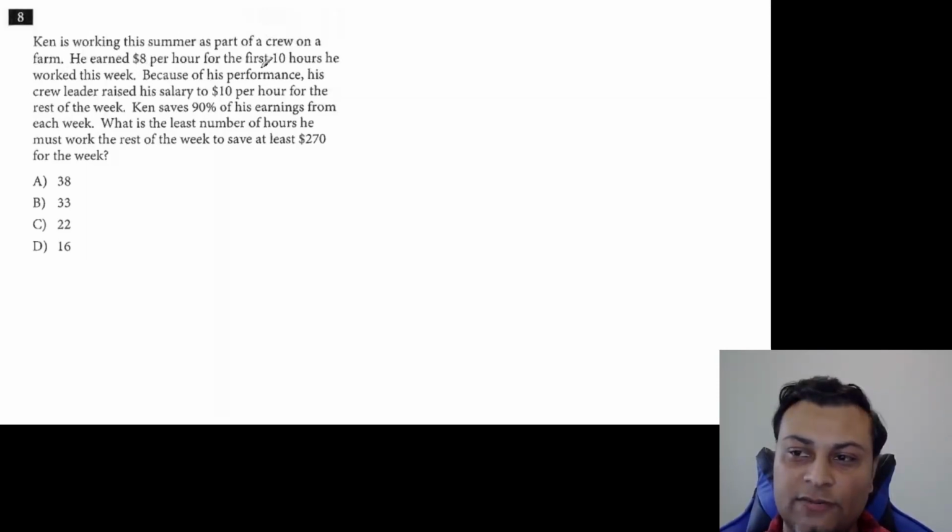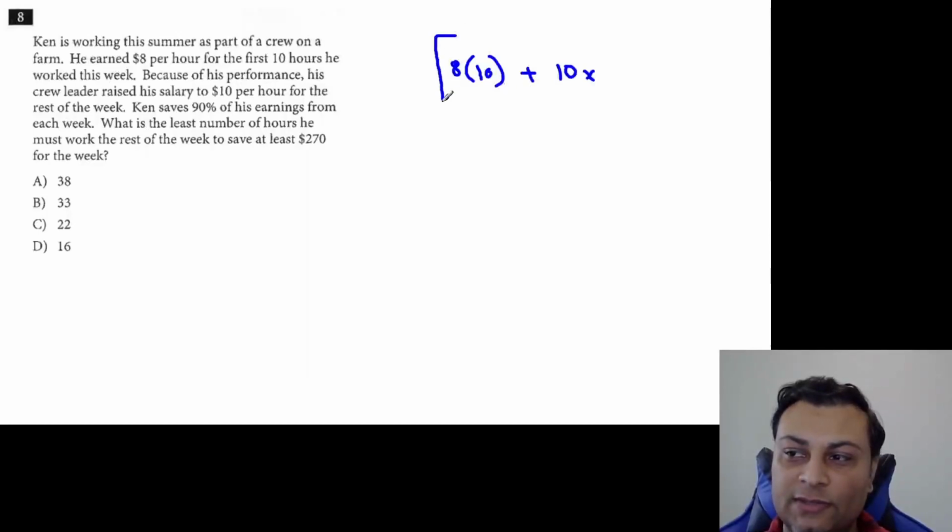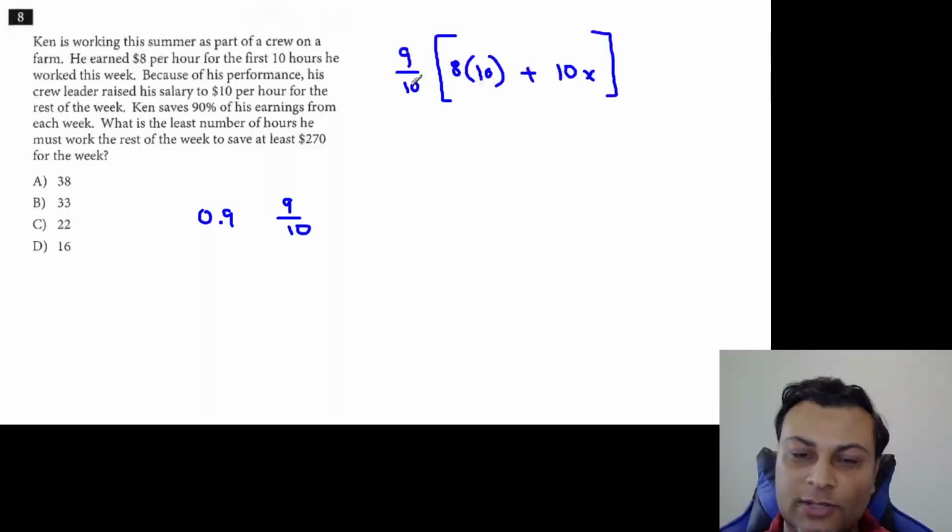He earns $8 for the first 10 hours. That's $8 for the first 10 hours. And then $10 for the remaining hours that he works, which we're trying to solve for. Let's call that x. And then this is what he earns, but he doesn't save all of it. He only saves 90% of it. And 90% you can write as 0.9. You can write it as 9/10. Let's write it as 9/10. And then this is what he would save, at least 270. So this is going to be at least 270. Even if you use an equal sign, it's fine because we're just trying to get the number.